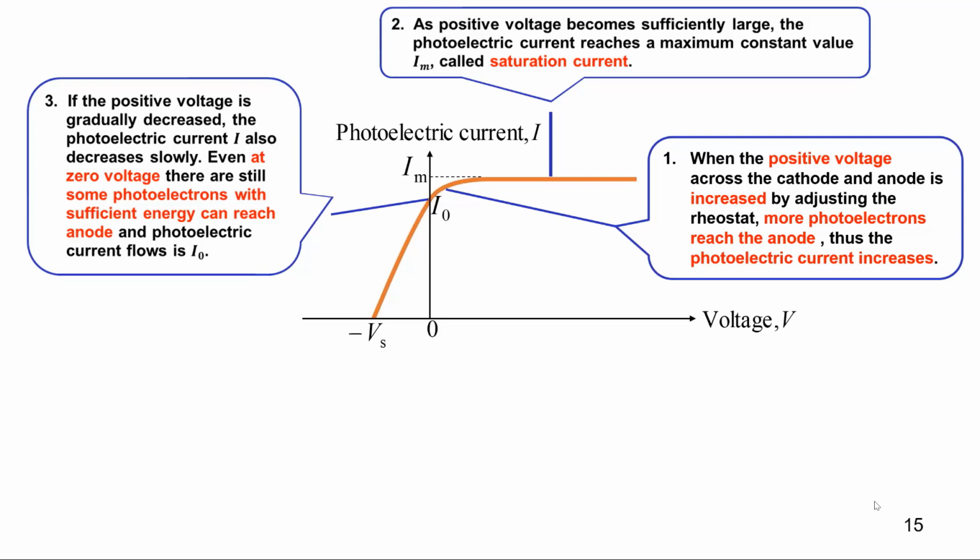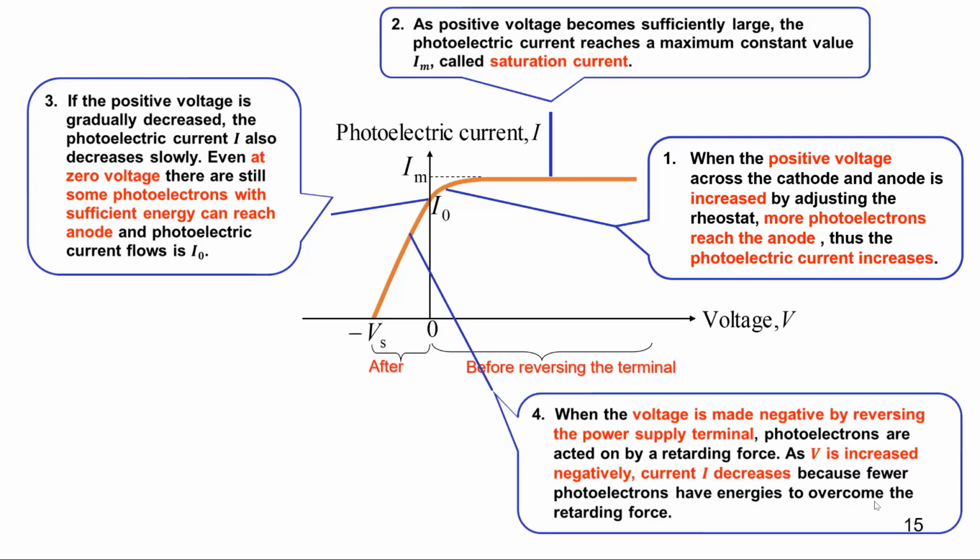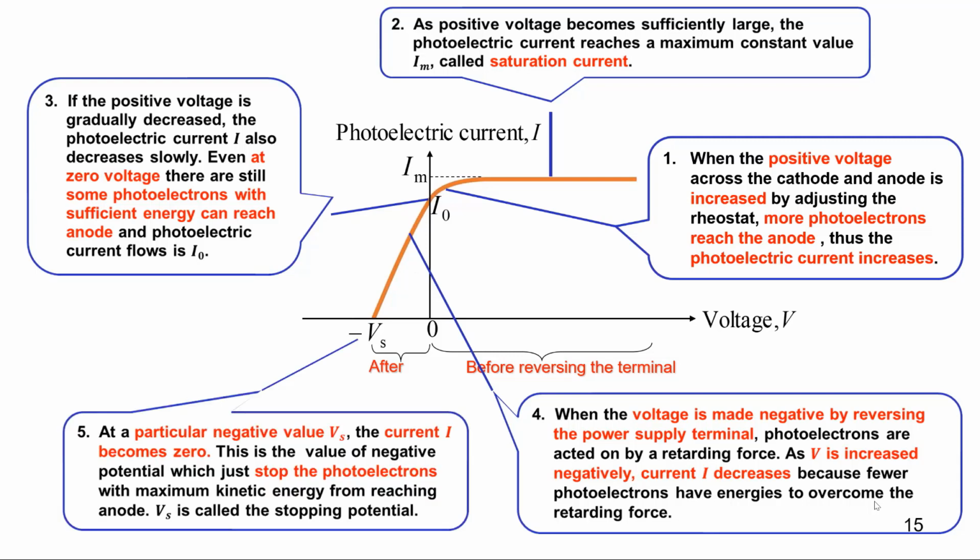When the voltage is made negative by switching the negative terminal of the power supply to the anode, the current starts to decrease further until it reaches zero. This zero point is labeled as Vs, or stopping potential, where the voltage is strong enough to stop any photoelectrons from reaching the anode.